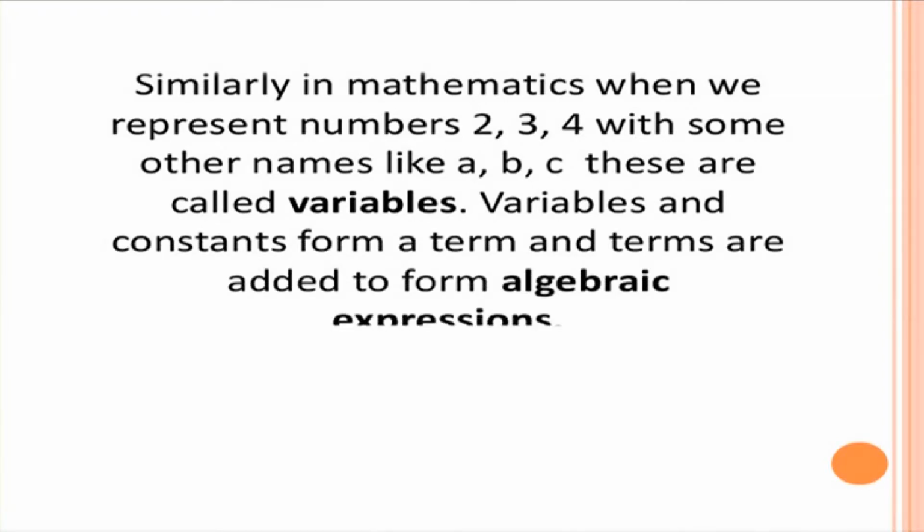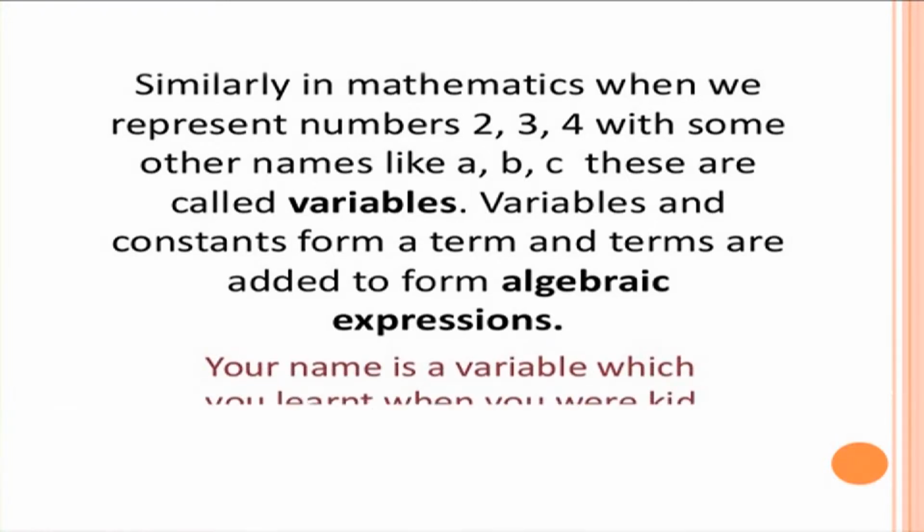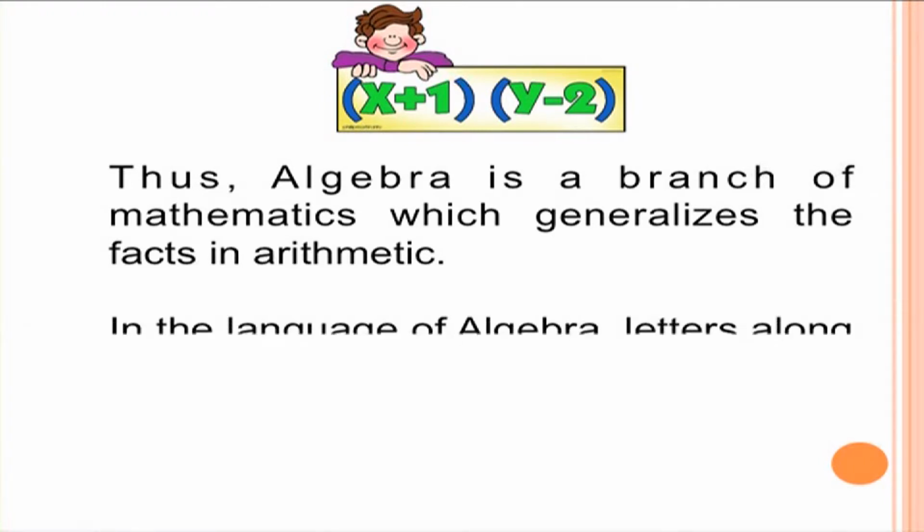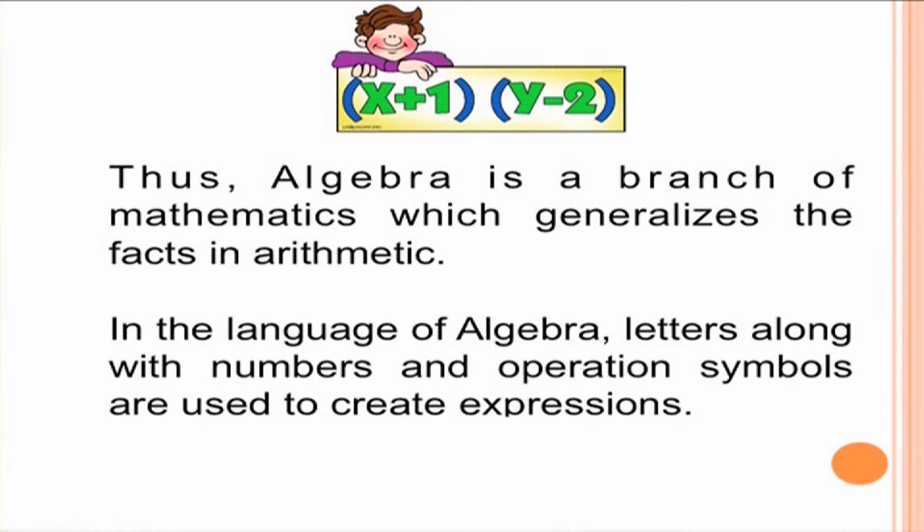So in mathematics, when we represent numbers 2, 3, 4 with some other names like a, b, c, these are called variables. Variables and constants form a term, and terms are added to form algebraic expressions. So your name is a variable which you learnt when you were a kid. Thus, algebra is a branch of mathematics which generalizes the facts in arithmetic. In the language of algebra, letters along with numbers and operation symbols are used to create expressions.